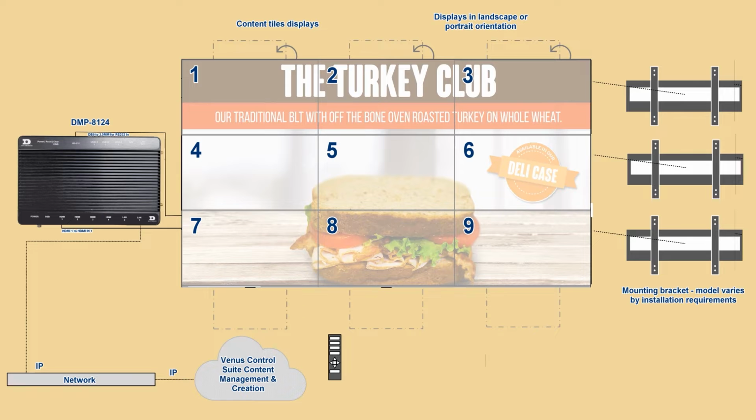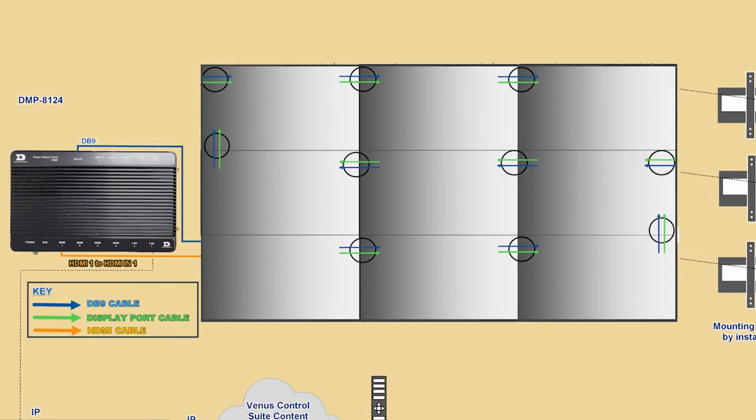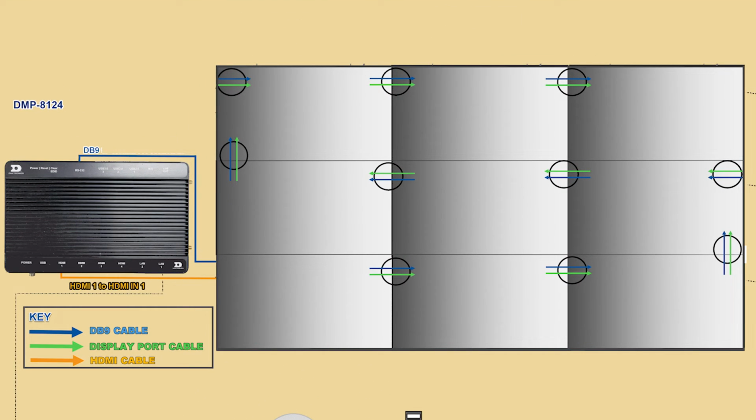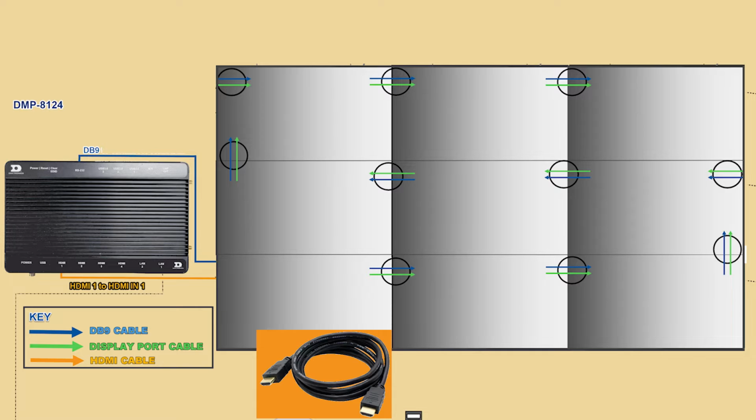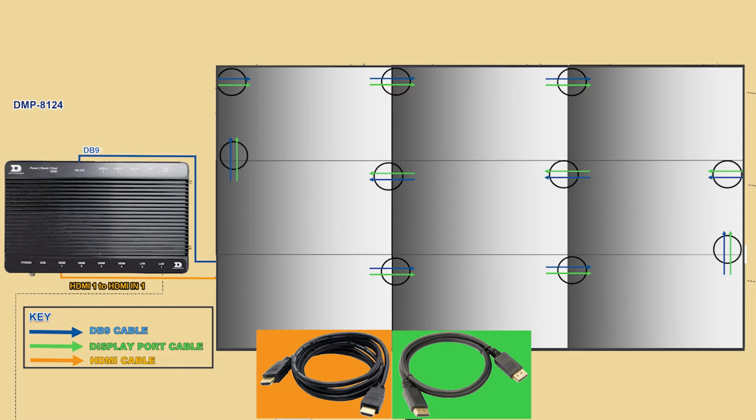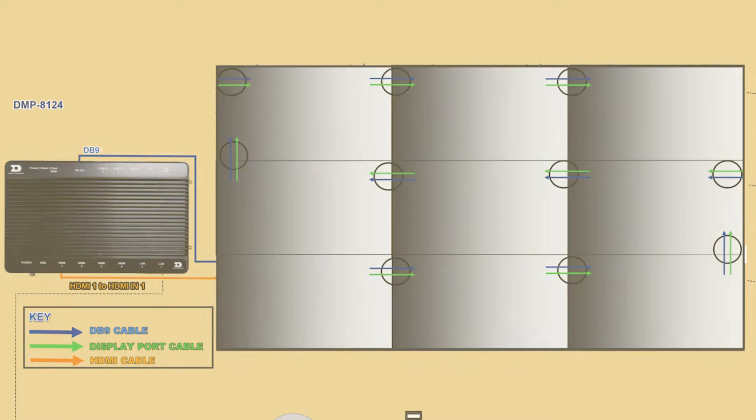For example, in a 3x3 video wall, the displays are numbered as shown here. As the LCD displays are mounted to the wall, one display is attached to the player, not necessarily display 1, and the other displays are daisy-chained together. The cable connected from player to display is HDMI. Cables connected between the subsequent displays are DisplayPort and DB9.